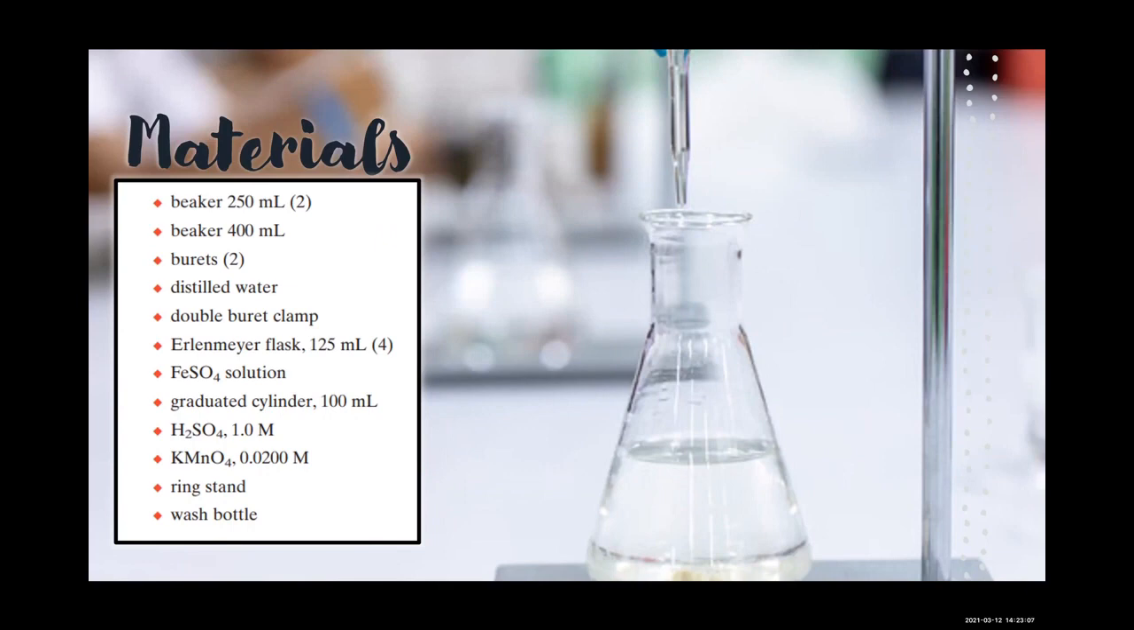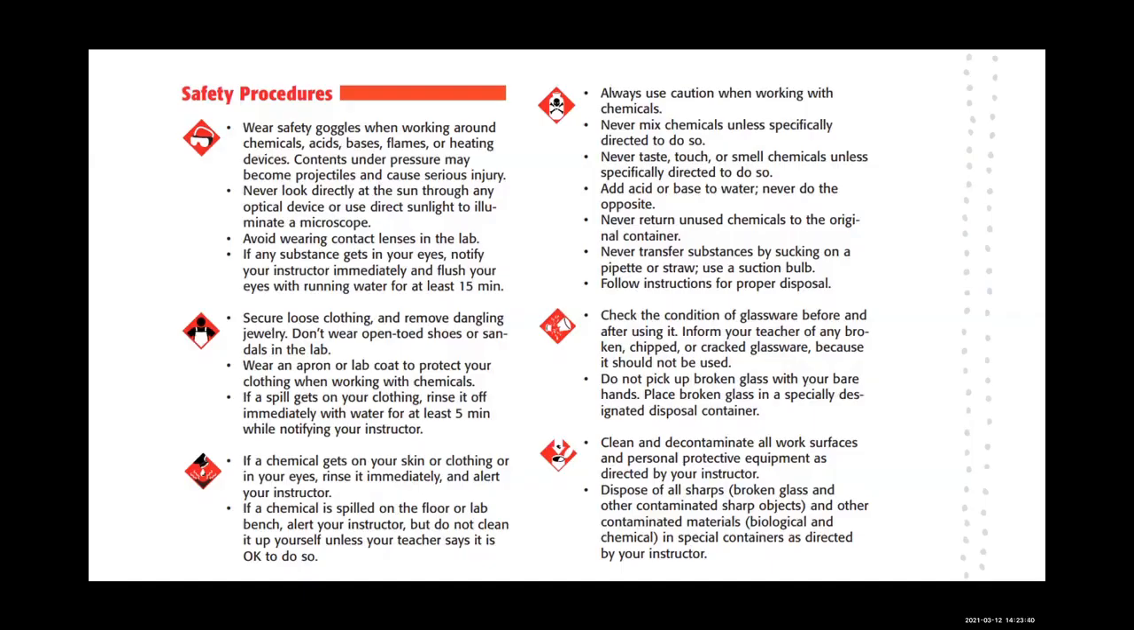Materials. For this lab you will need two 250 milliliter beakers, a 400 milliliter beaker, two burettes, distilled water, a double burette clamp, four 125 milliliter Erlenmeyer flasks, iron(II) sulfate solution, a 100 milliliter graduated cylinder. I also think you can benefit from a 10 milliliter graduated cylinder, 1 molar sulfuric acid, 0.02 molar potassium permanganate solution, and a ring stand and wash bottle. Follow your standard safety procedures for this lab.